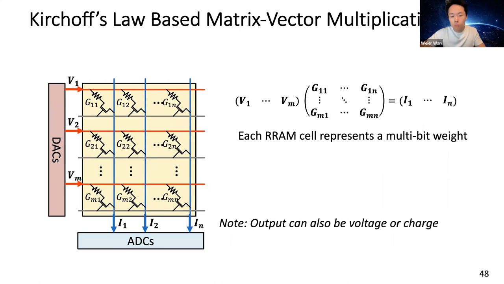Here, I only show the most straightforward case where the multiply and accumulate output is a current, but similar to what Kaiyuan has said about the SRAM, the computation does not have to happen in the current domain. It can also be performed in the voltage domain or the charge domain. In fact, we found this is one of the key determining factors for the macro level energy efficiency, again, similar to SRAM. And the efficiency number many times depends highly on the DAC and ADC design.